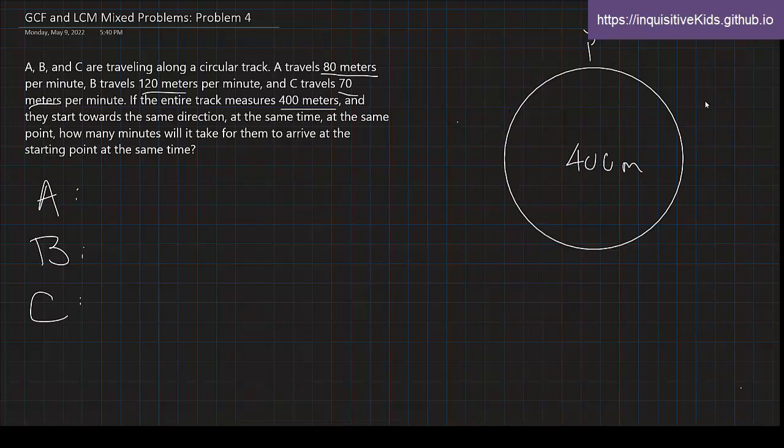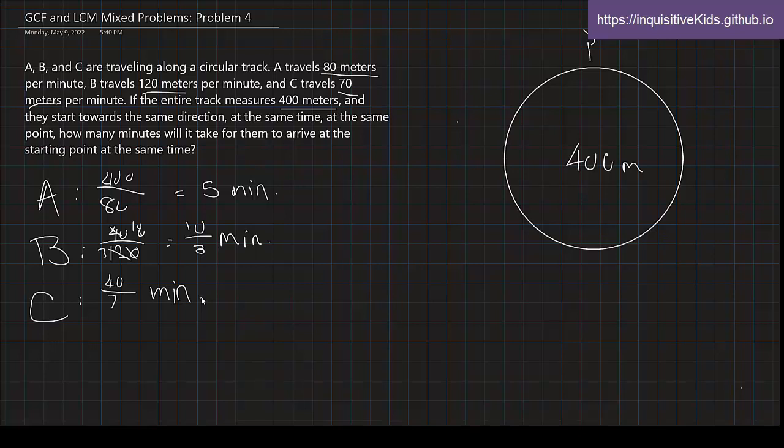So let's first think about how many minutes it will take for each of them to run one lap. So 400 divided by 80 for A. 80 is the speed of A. That's 5 minutes. Now 400 divided by 120. And for that, the best we can do is 10/3 of a minute. And after simplifying for C, we have 40 over 7 minutes.